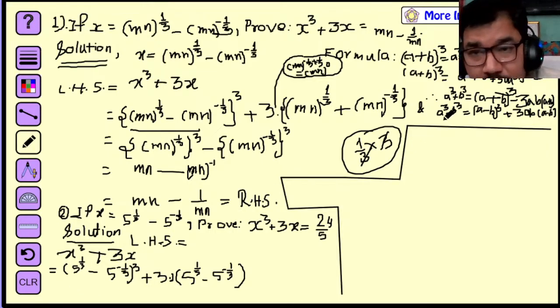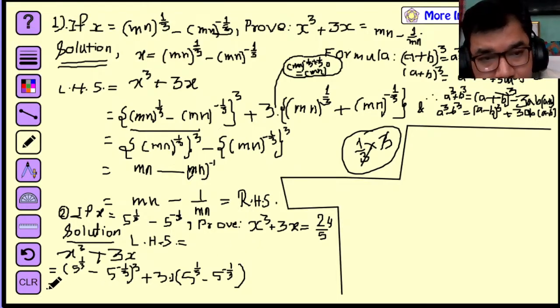Look, a cube minus b cube, then it comes here, that means 5 to the power 1 by 3, it's also whole cube. Okay, minus, and this side also 5 to the power minus 1 by 3, same as the previous question, it's minus 1 by 3.